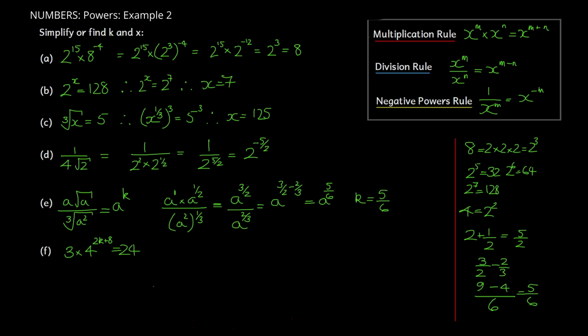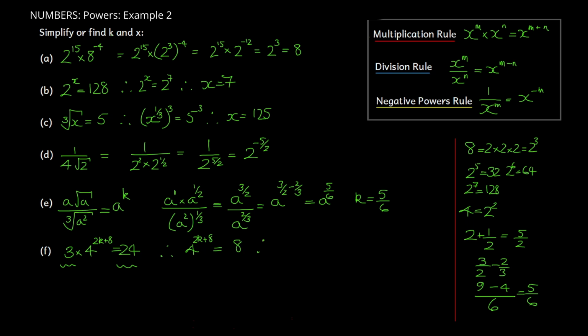Part F. Now, we've been doing some quite high-level power work, but don't forget the basics. If you look at this equation, we've got a 3 here, and the right-hand side is 3 times 8. So we can get rid of that 3 by dividing the whole equation by 3. Therefore, we've got rid of the 3. This is 4 to the 2k plus 8. And that is equal to 8.